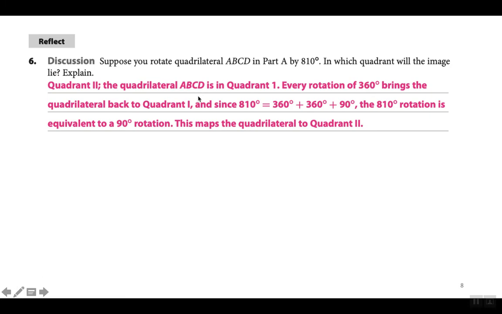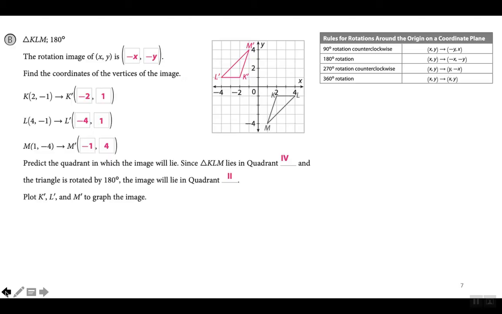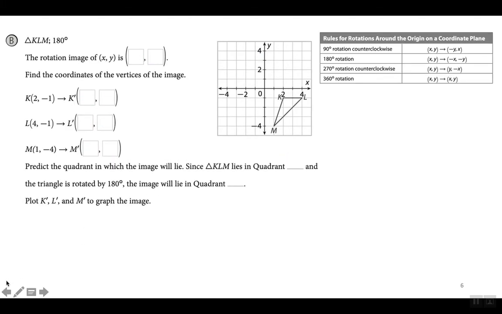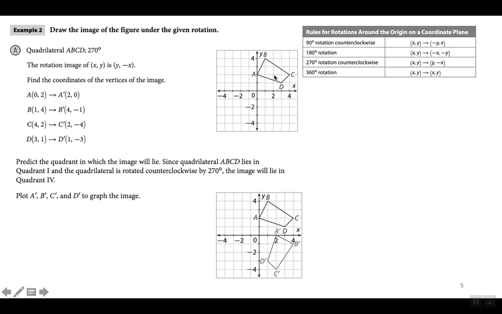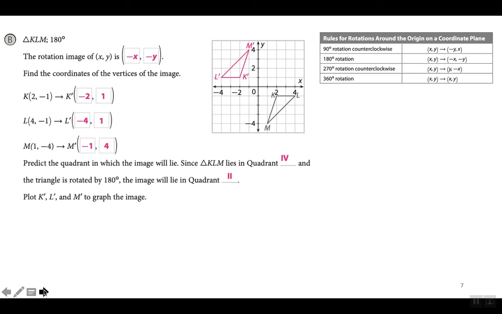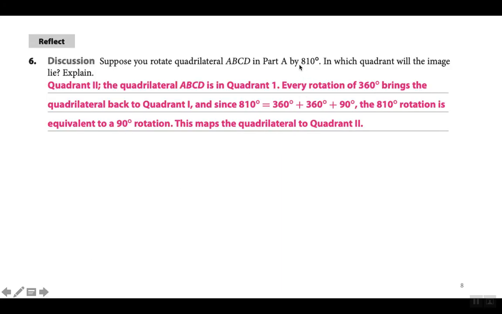I put the answer there because this question is on your homework, but it has a different number here. But this is what I was trying to explain earlier. It says, suppose you rotate quadrilateral ABCD in part A by 810 degrees. In which quadrant will the image lie, and explain? All right, so if we go back to the picture in part A, the pre-image is in quadrant 1. The question is what quadrant the shape is going to end up in once you do a rotation by 810 degrees.